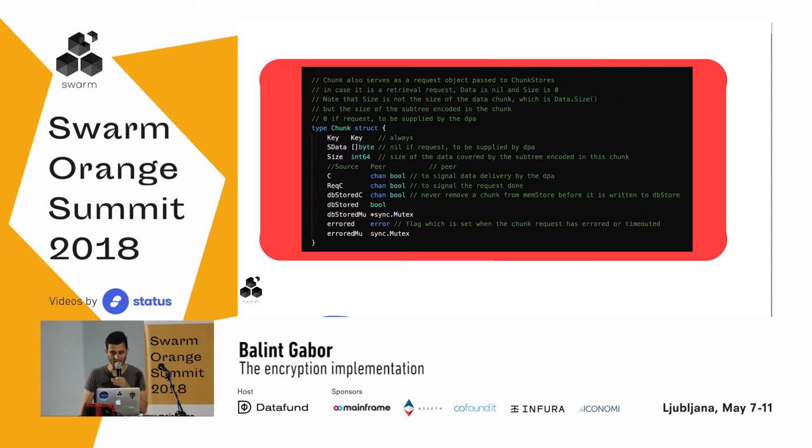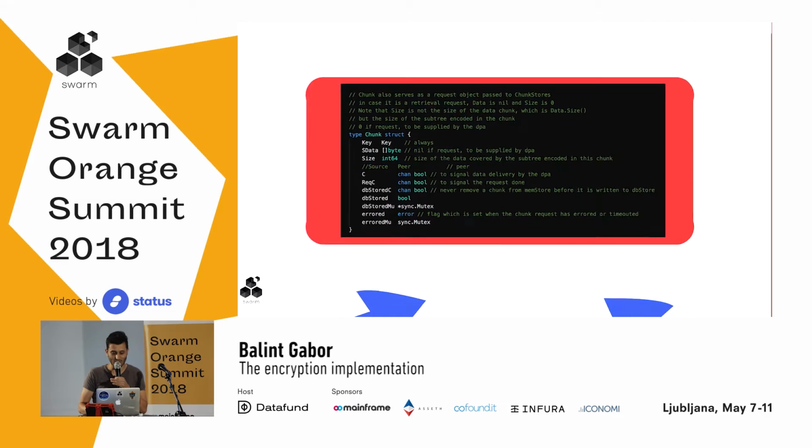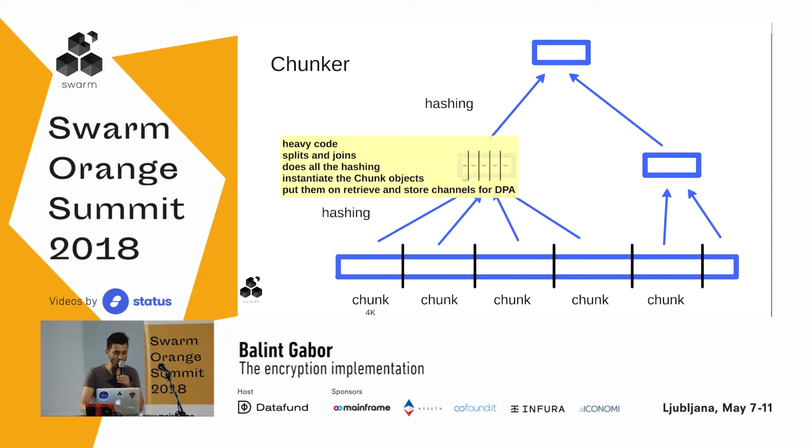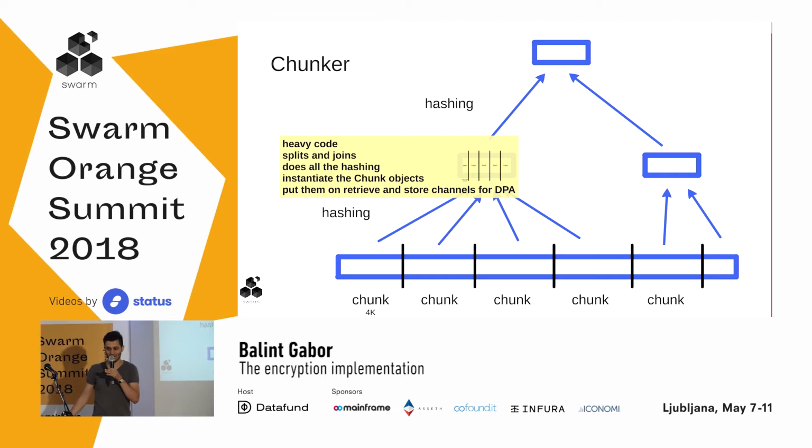So I had to give that up, and then it was trivial that it has to be implemented on the chunker level. But what's the problem with the chunker? The problem with the chunker is that it's very complex. Everything I described in this one big chunker code: it splits chunks, it joins chunks, it builds this whole tree. That's a pretty complex code by itself.